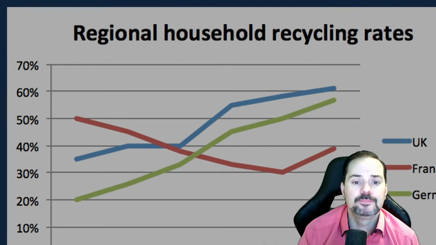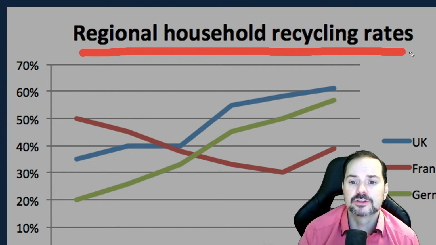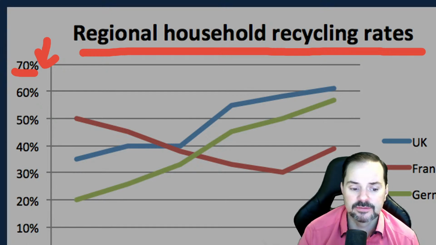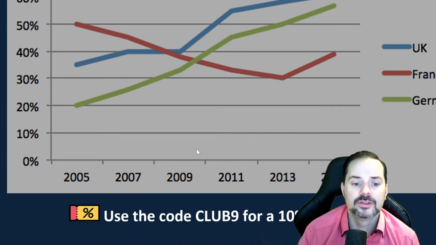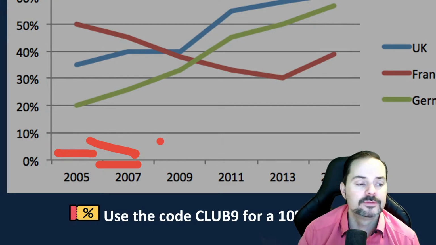So first of all, you look at the title, Regional Household Recycling Rates, okay? You look at the y-axis, it's percents from 0 to 70, not 100, 0 to 70. And then you look at the x-axis, and the x-axis in this case are the years that go from 2005 to 2015. How many years is that? It's 10 years, okay? What intervals do we have?